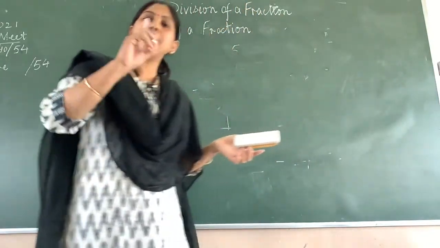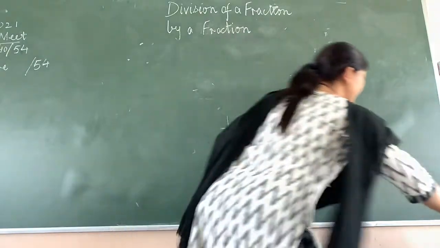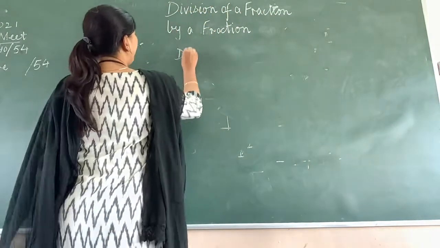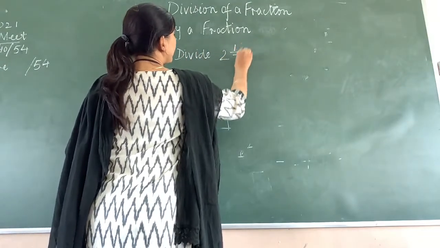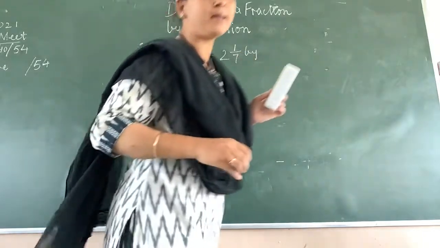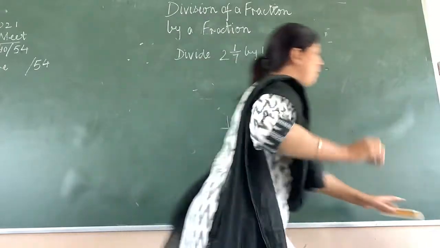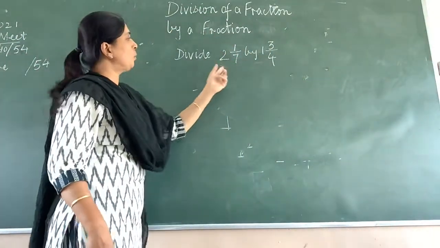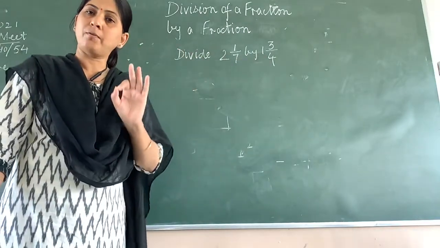Now, let us see how to divide a mixed fraction by a mixed fraction. Again, I am taking an example from page number 70 only. We will divide 2 whole 1 over 7 by 1 whole 3 over 4. Now see, both of them are mixed fractions. So what will we do? We will change them into improper fractions in the first step.